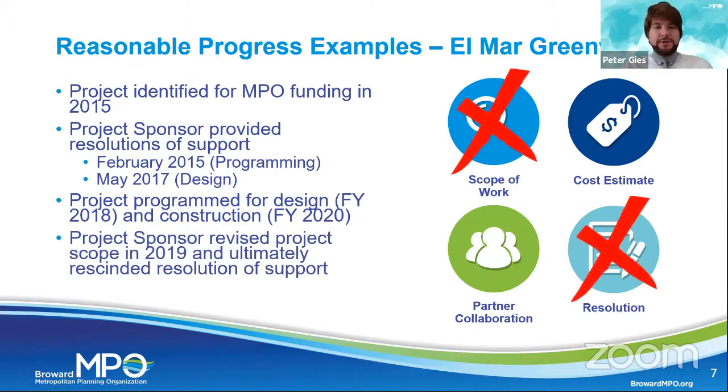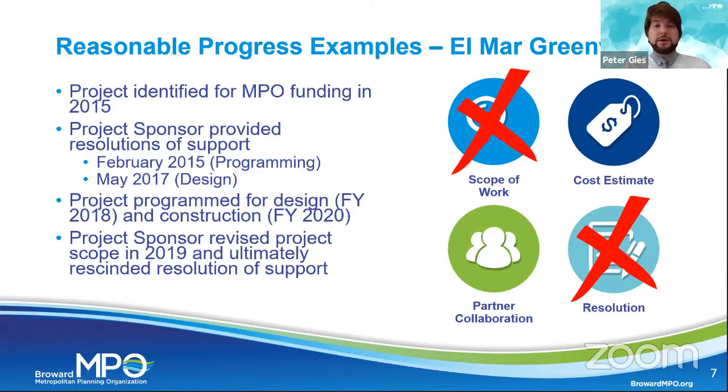However, we ran into an issue with the project sponsor where, in this case, the town, where they revised the project scope in 2019 and revised it to the point where we could no longer accommodate it under the existing design and under the terms under which the project was originally programmed. So they ultimately rescinded their resolution of support. So you can see in this case, the scope of work and the resolution were both changed, and this now was a project in trouble.